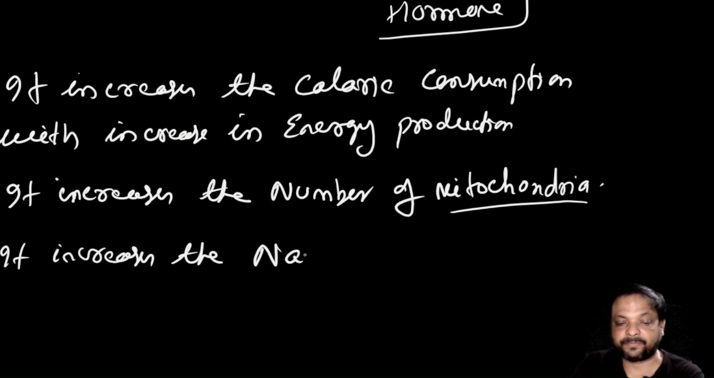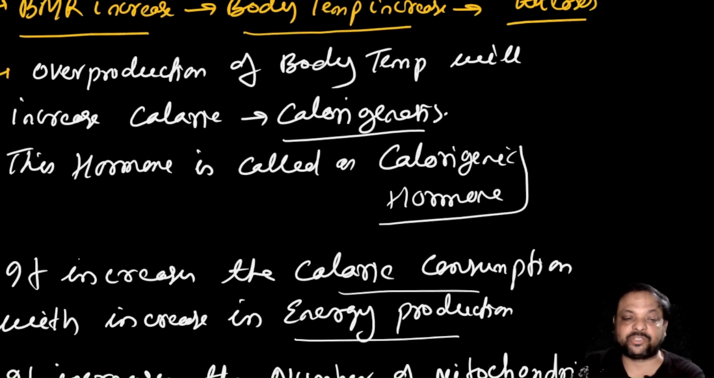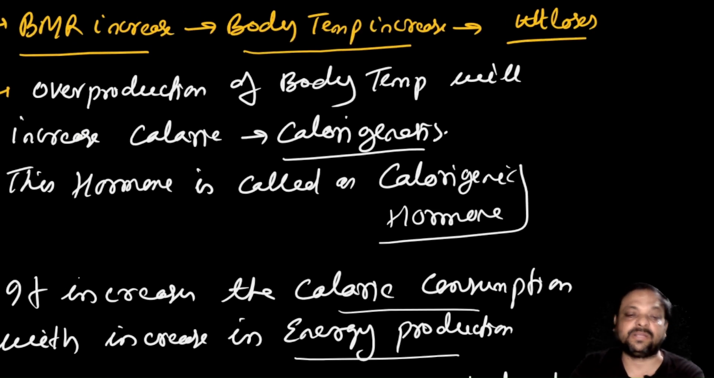It also increases the sodium potassium ATPase. Got it? It increases the energy production. It increases the heat production or calorie consumption in the body, and all these activities together are called the basal metabolic rate. So when the basal metabolic rate increases, body temperature increases, calorie consumption increases, energy production increases, so the catabolic process also increases. When the breakdown process increases, the body loses weight.